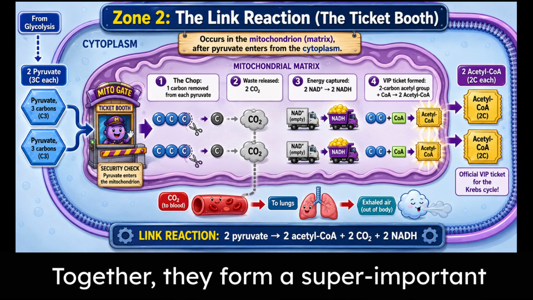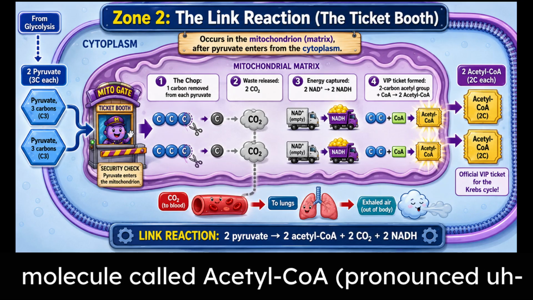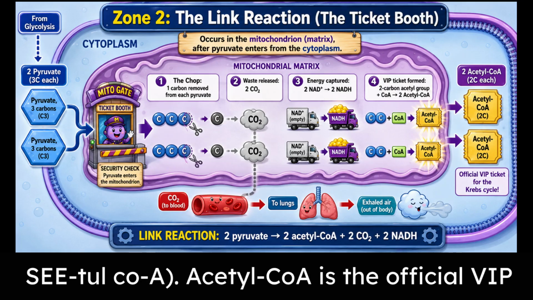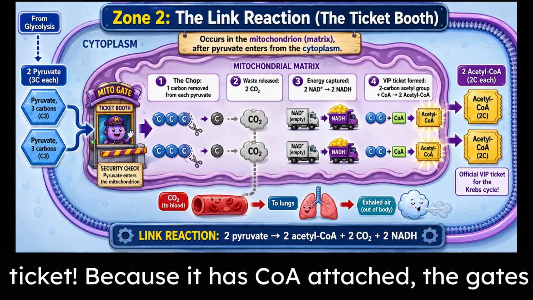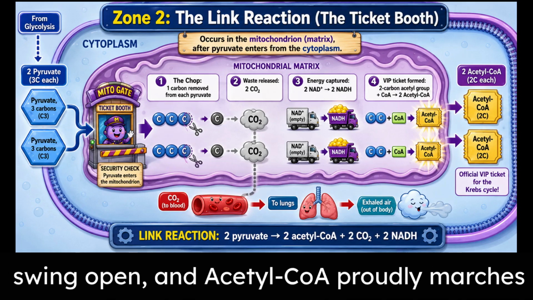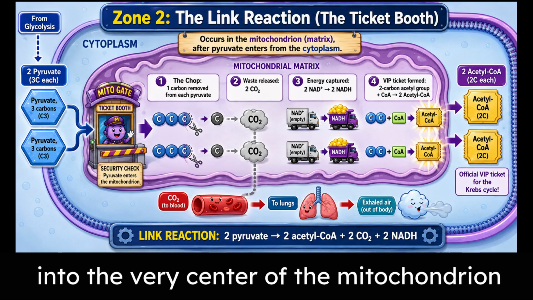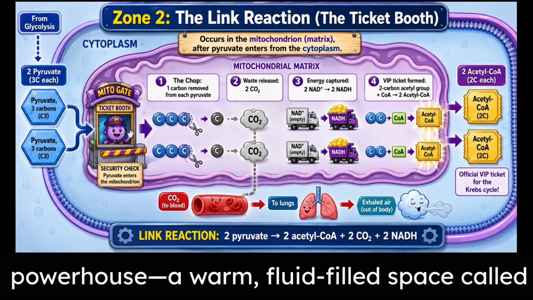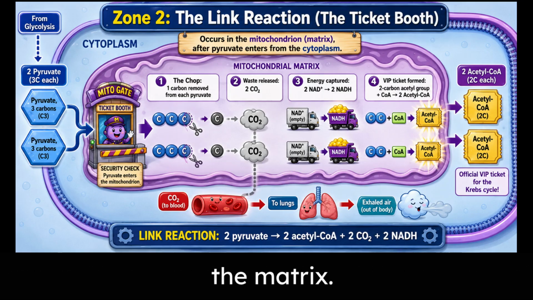Together, they form a super important molecule called acetyl-CoA, pronounced UH-SEE-tull-CoA. Acetyl-CoA is the official VIP ticket. Because it has CoA attached, the gates swing open, and acetyl-CoA proudly marches into the very center of the mitochondrion powerhouse, a warm, fluid-filled space called the matrix.